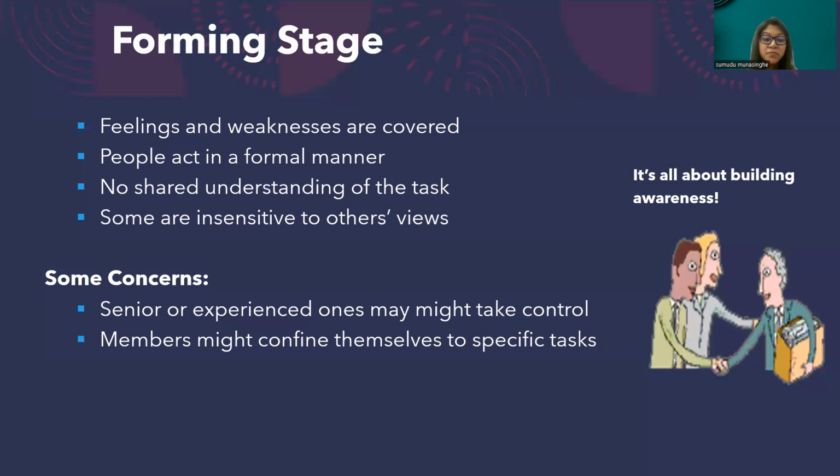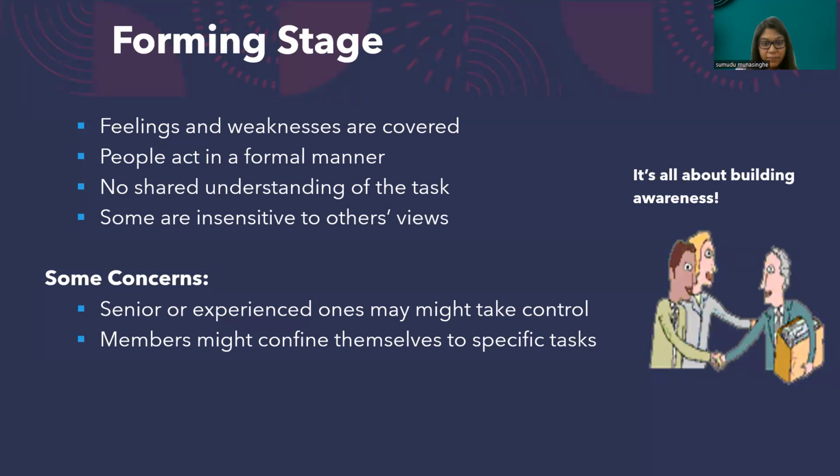And also the members might confine themselves to specific tasks. So the students might just be concerned about what they are supposed to do individually. They're not very much concerned about what they should achieve as a group, but rather they might be concerned about what they have to achieve as an individual. So these are the most apparent issues that you will get to see in the forming stage.